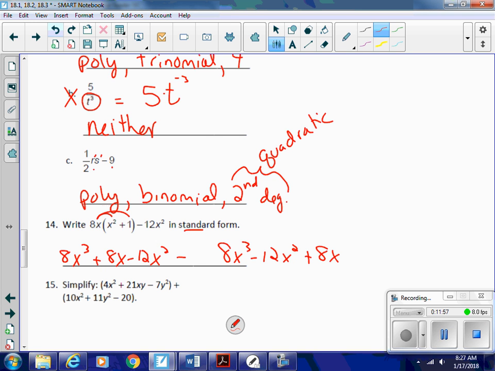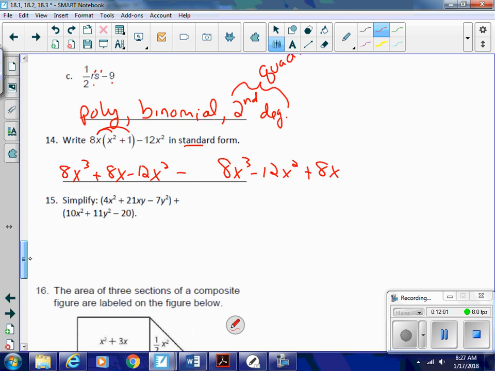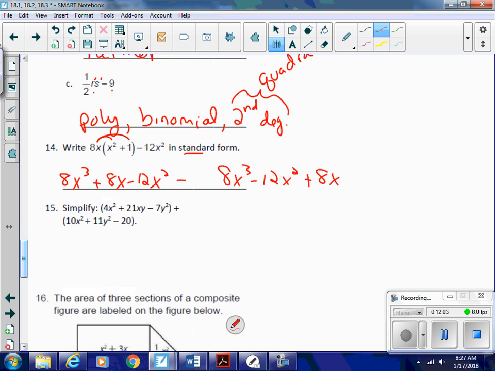Right, on number 15, we're going to simplify. Well, this is just an addition problem, and we have to look for like terms. Remember, like terms have the same base with the same exponent. So I can add those two right up and get 14x squared. So they're done. Now, do I have any other xy's? I don't, so he stands alone, plus 21xy.